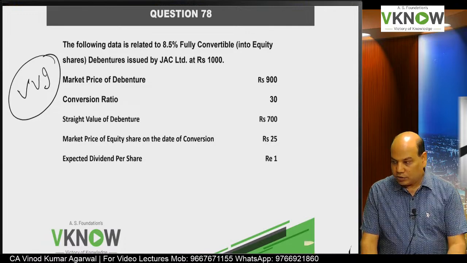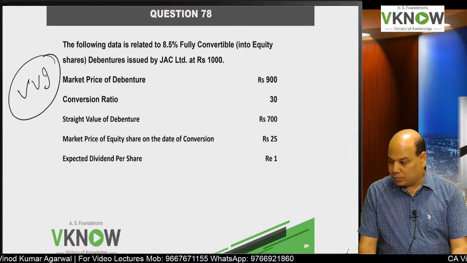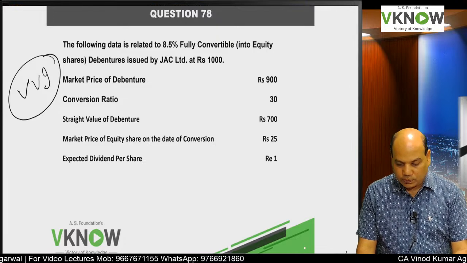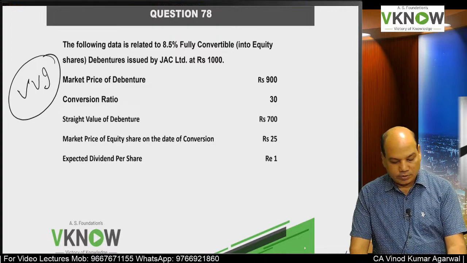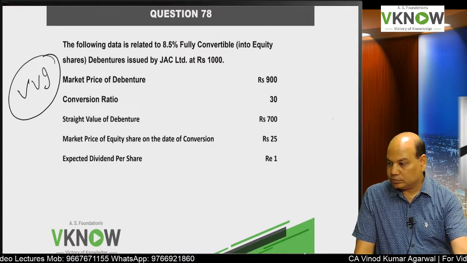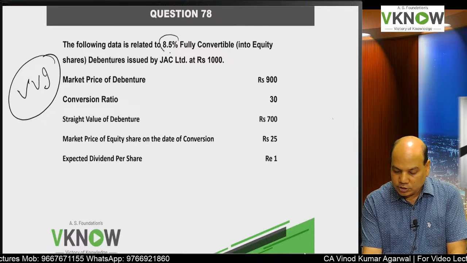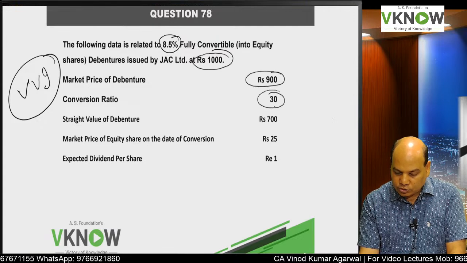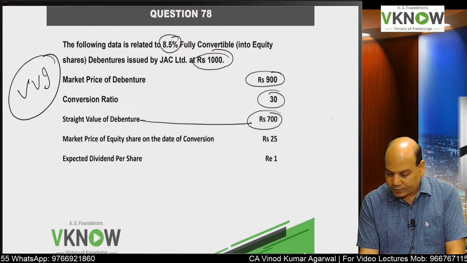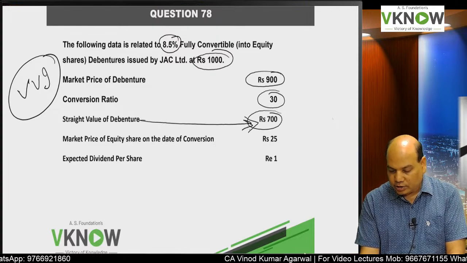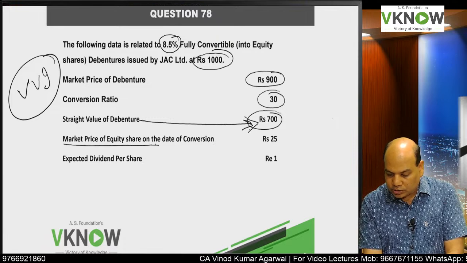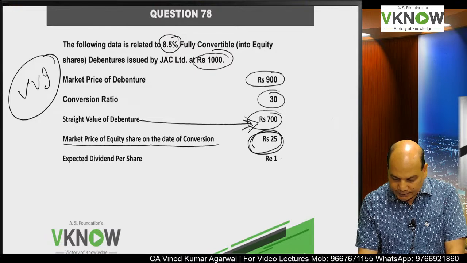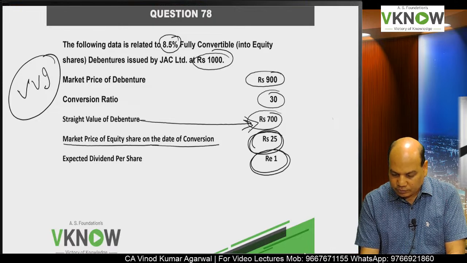The following data is related to 8.5% fully convertible into equity share debenture issued by JAC Limited at rupees 1000. 8.5% is coupon rate. This is face value. Market price 900, conversion ratio 30, straight value of debenture. So one calculation they have done, straight value, market price of equity share on the date of conversion 25, expected dividend per share is ₹1.